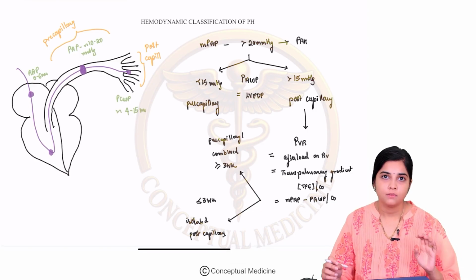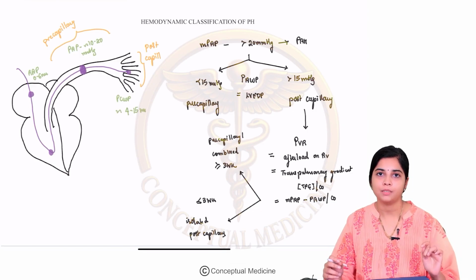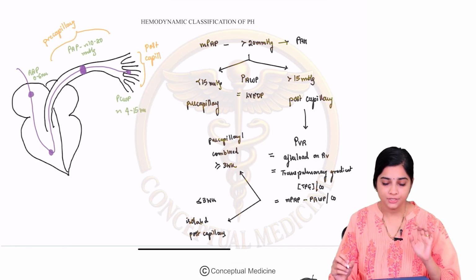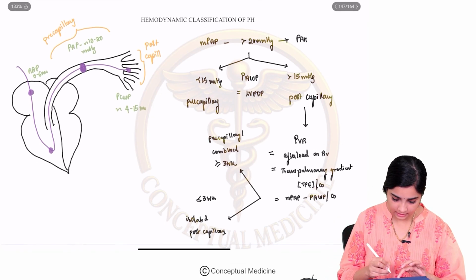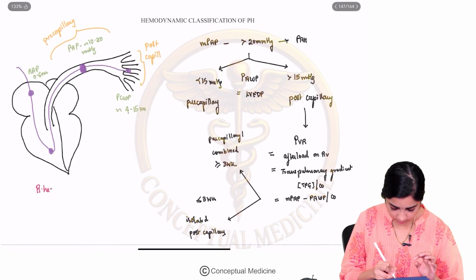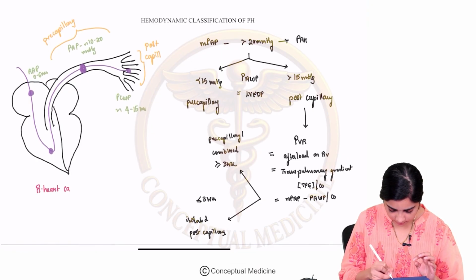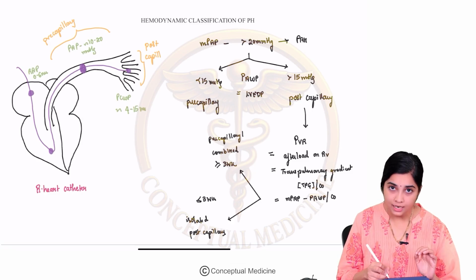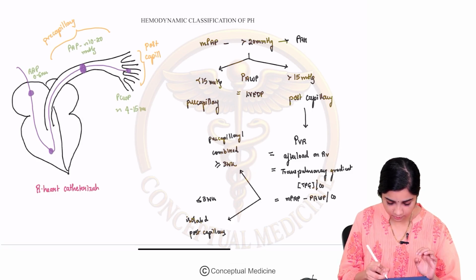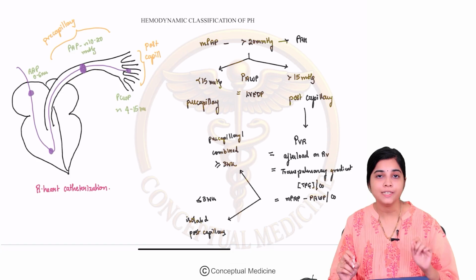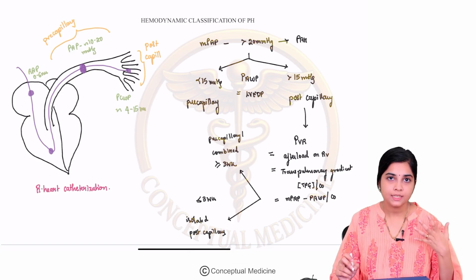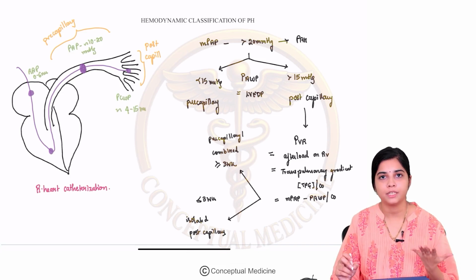So how do you measure the pulmonary pressures? We measure that using what we call the right heart catheterization. So what do we do in this right heart catheterization? We basically try and measure the pulmonary pressures.